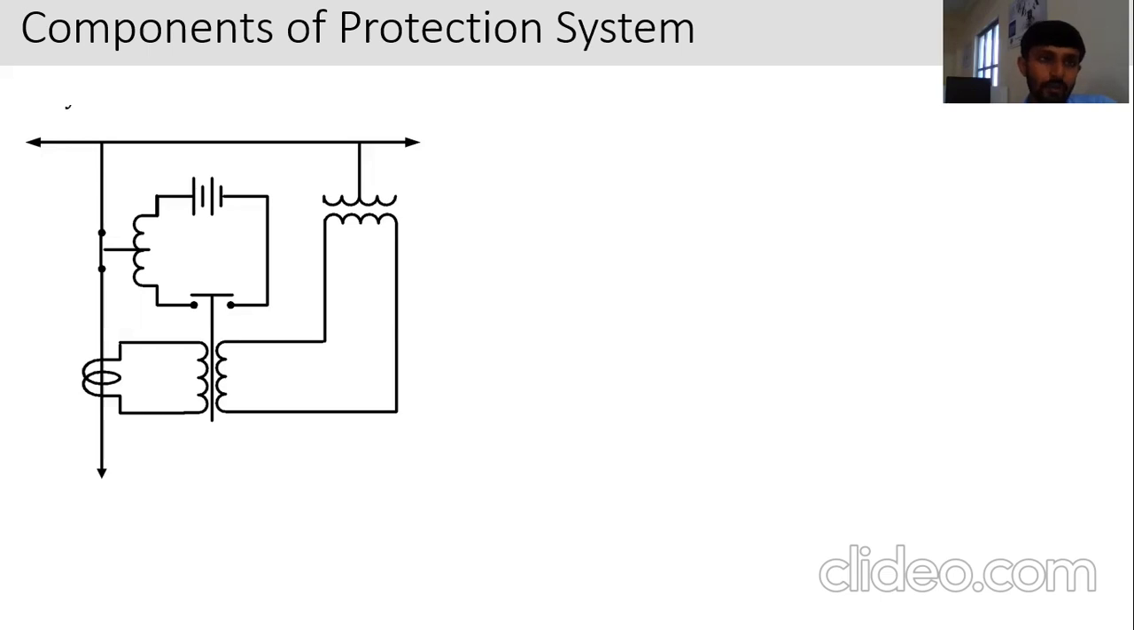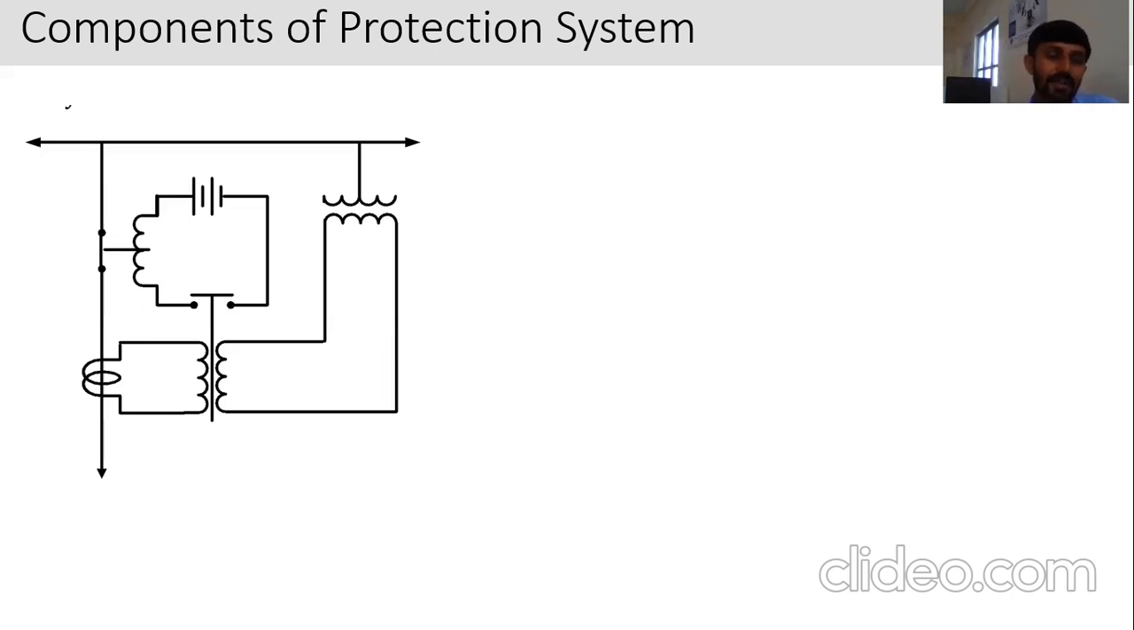And now we have to look at the components of the protective system. We are here to see which components we require for the protection of any system, whether it is a power system, transmission line, distribution system, motors, generator, or other equipment like a transformer or any other static device. So first, what are the main components for a power system?